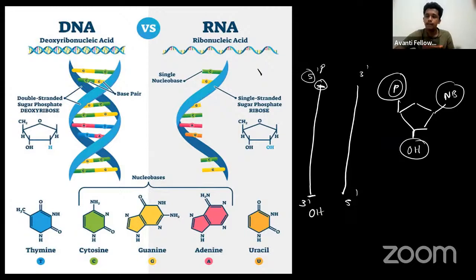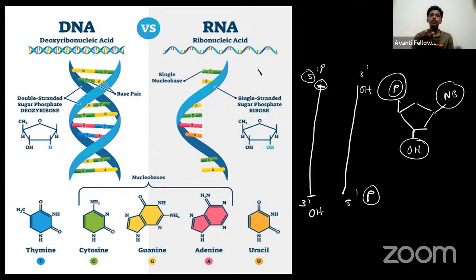Vice versa, the other strand will be opposite. If it is phosphate here, it will be OH there, and here it will be phosphate. This is called the anti-parallel nature of DNA. They talk about base complementation, and they also talk about how the strands are anti-parallel to each other. So this is about the structure of DNA.